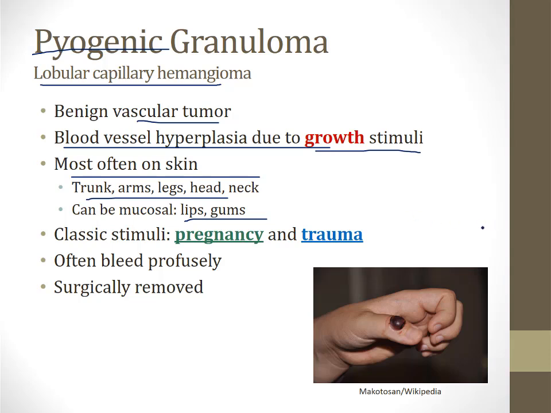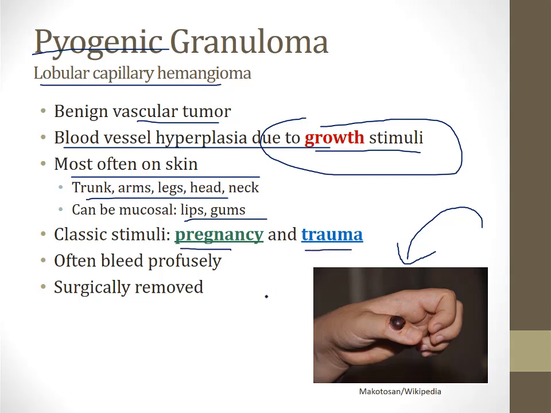This is a picture of someone who has a pyogenic granuloma on the hand. Classically, the growth stimuli that cause this lesion are pregnancy or trauma. So in a board question, this is going to be a pregnant woman who has a blood type skin lesion like this, or someone who's had trauma to a section of their skin and subsequently develops a lesion like this. These lesions often bleed profusely, which is easy to understand because they are caused by hyperplasia of blood vessels, and they have to be surgically removed to prevent them from bleeding.